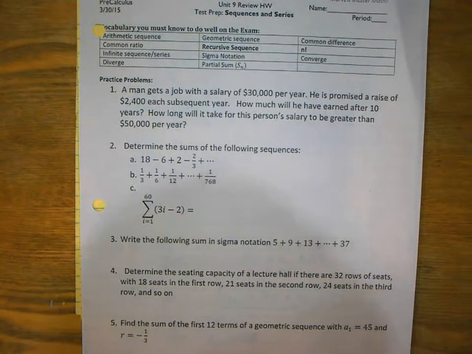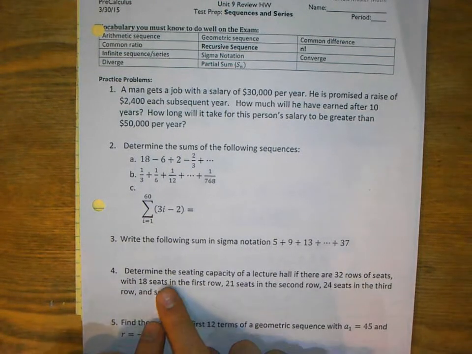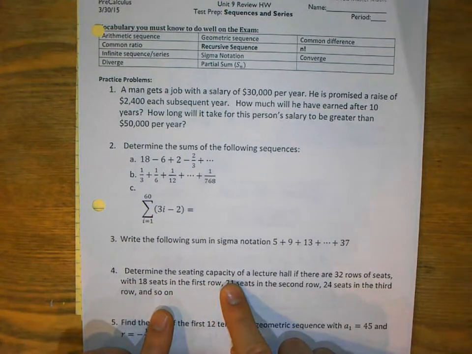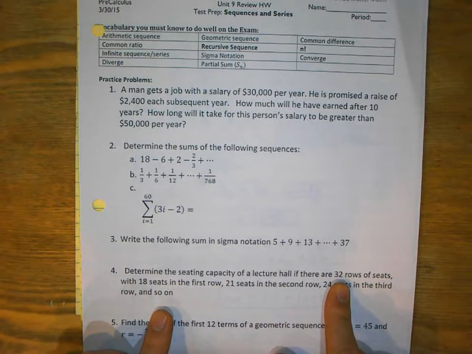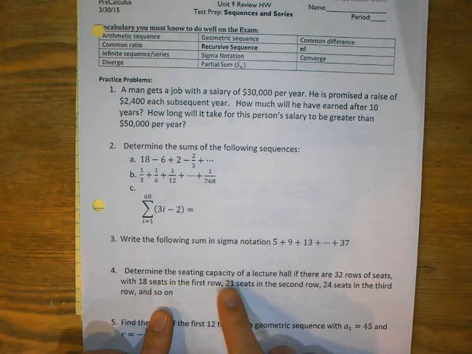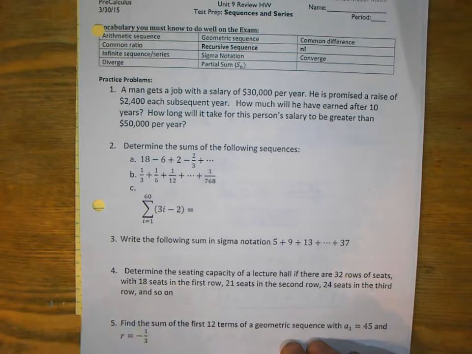All right, we're back here for Unit 9 review, problems 4 through 6. In problem 4, I am dealing with the seating capacity of a lecture hall. There were 32 rows of seats. The pattern goes 18, 21, 24, and so on.